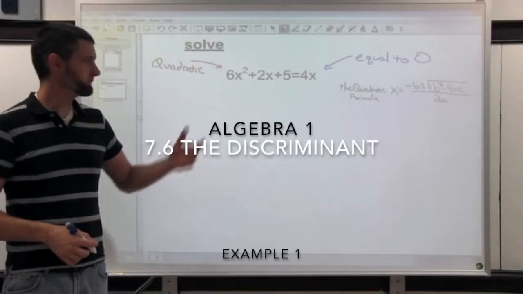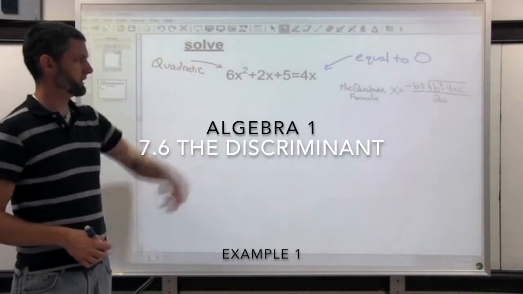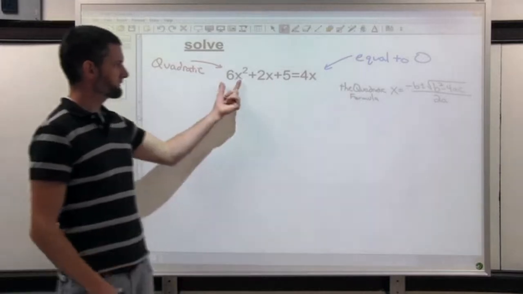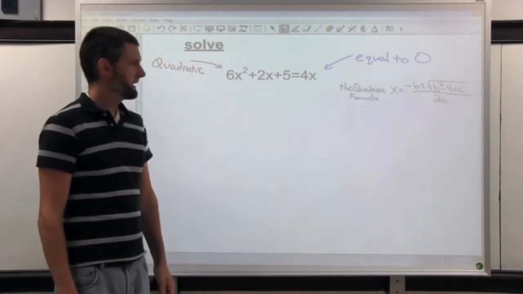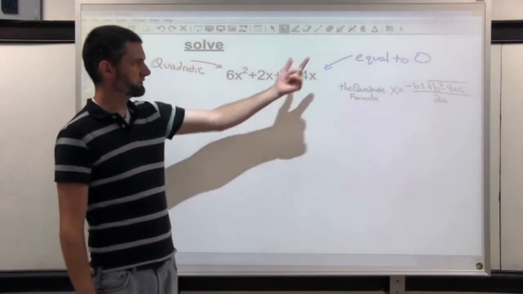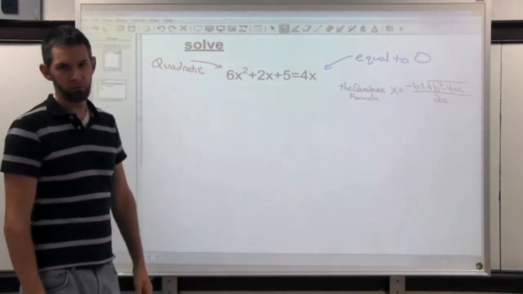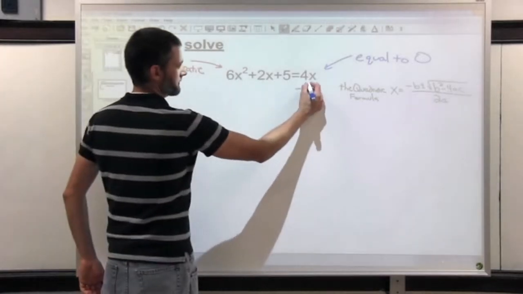So let's try solving this equation. It's quadratic because it's got an x squared in it. It's got an x squared and other x terms in it, so we're going to have to use the quadratic formula. And we're going to have to make sure that it's equal to 0 before we can use the quadratic formula. We have to get it into standard form.